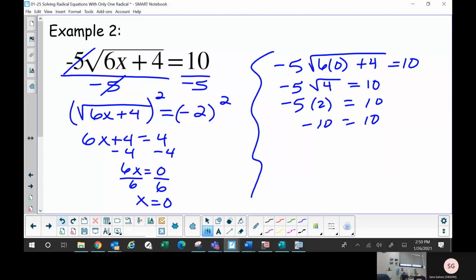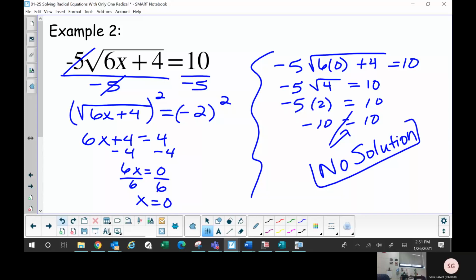Does that solution work? Is this a true statement? No. -10 is not the same thing as +10. So you would just put no solution. And that's going to happen. That's why you check. All right. Next example.